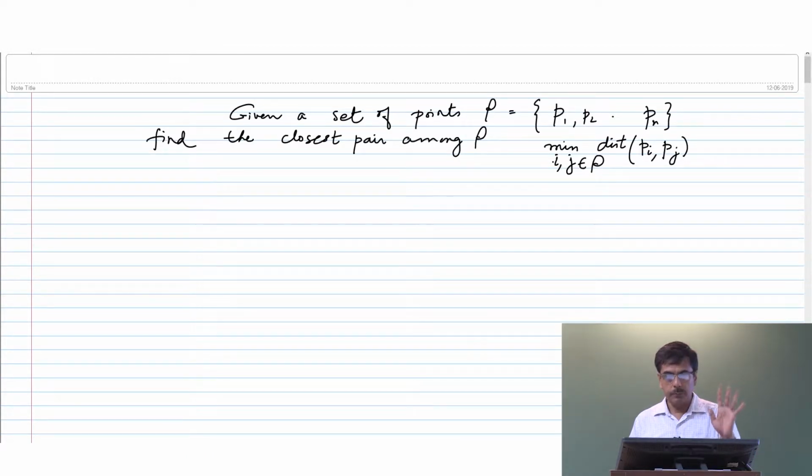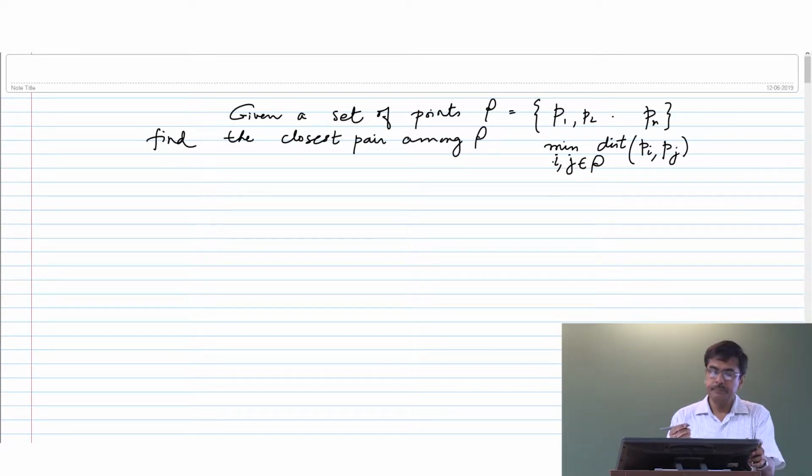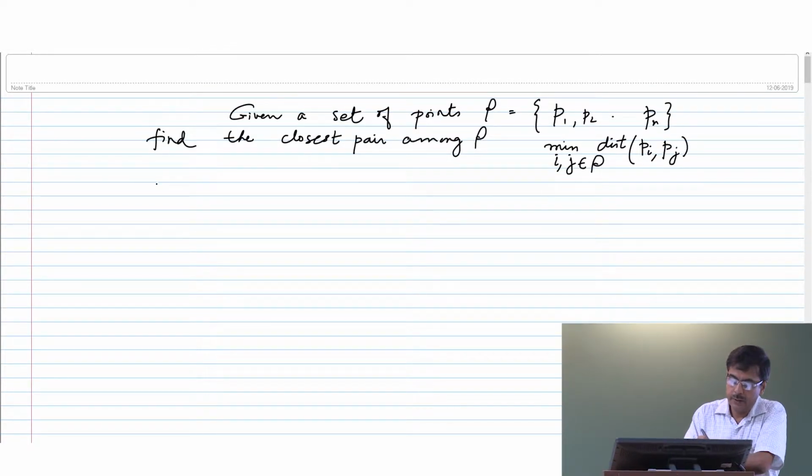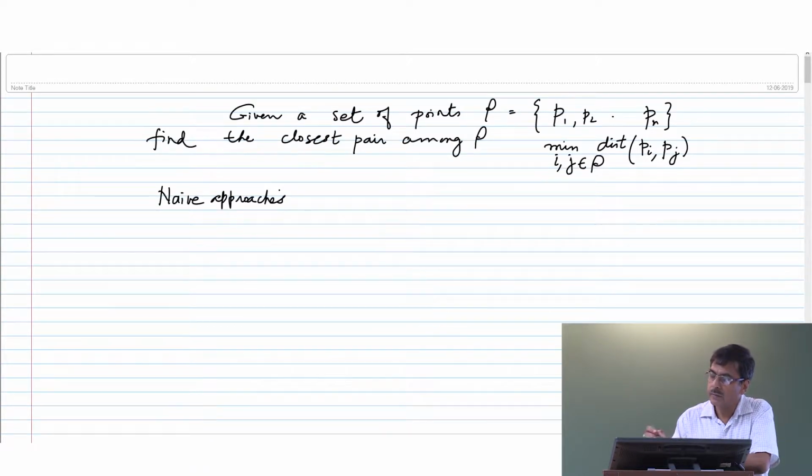I am sure all of you must have at some point encountered this problem, either as a simple programming exercise or in some algorithm course, whatever. The challenge, of course, is not just to solve the problem, but solve it efficiently, right. So, naive approaches. Maybe I should write argmin, because actually I am trying to find the ij that minimizes the distance.